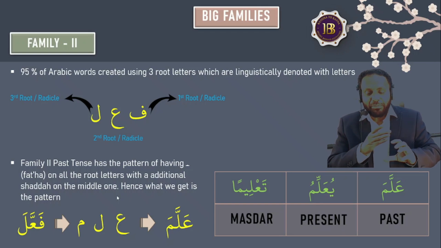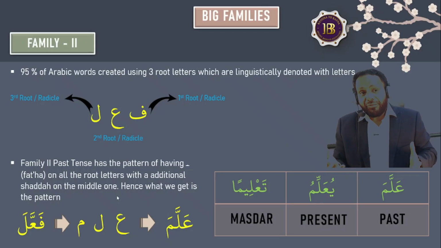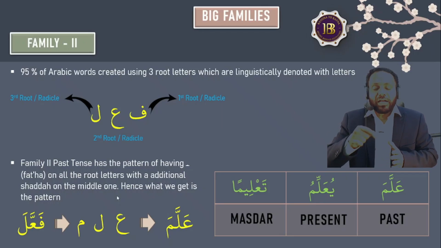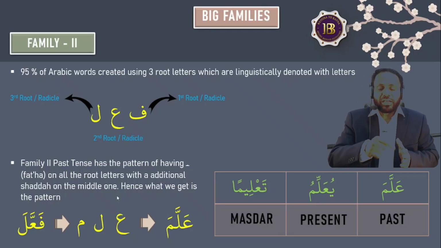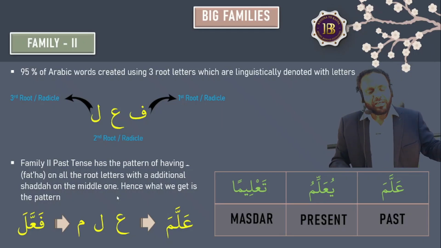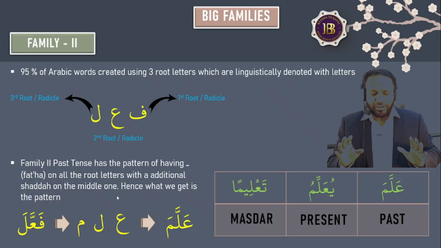The root is ain, lam, mim, which means any different root letters I take, if I am doing family number 2, its masdar will start with ta. And the first root letter will get a sukoon, and the second root letter will be a kasra, followed by a ya, which is again part of the pattern, and then the last root letter with the tanween. Ta'liman, that is a masdar.